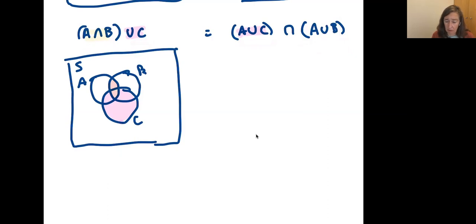Okay, let me correct it here. So this was wrong all along. Hopefully everybody now has noticed that it's wrong and corrected it in their own notes. And what is right here, I'm gonna erase now, I'm gonna write the right thing. What this should be is A intersect B union C is A union C intersect B union C.